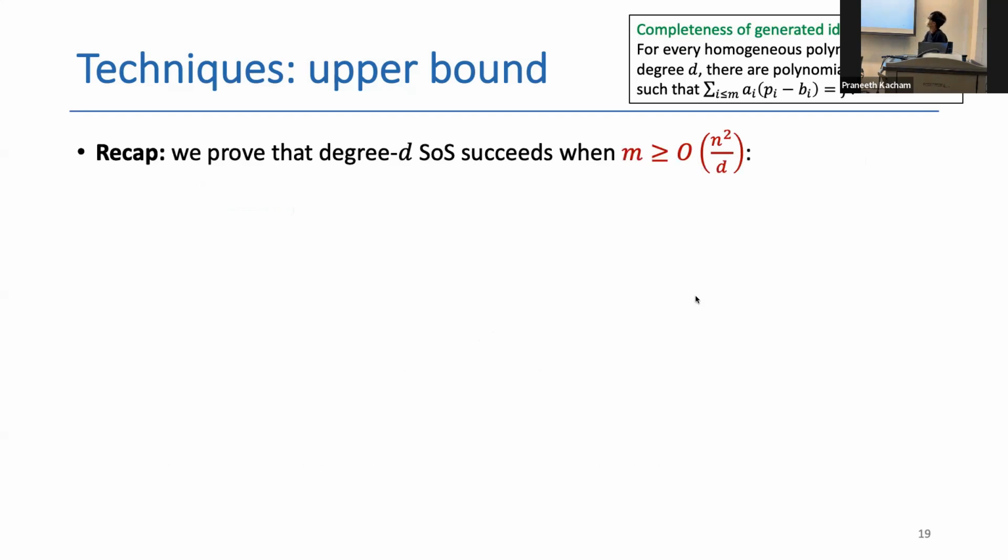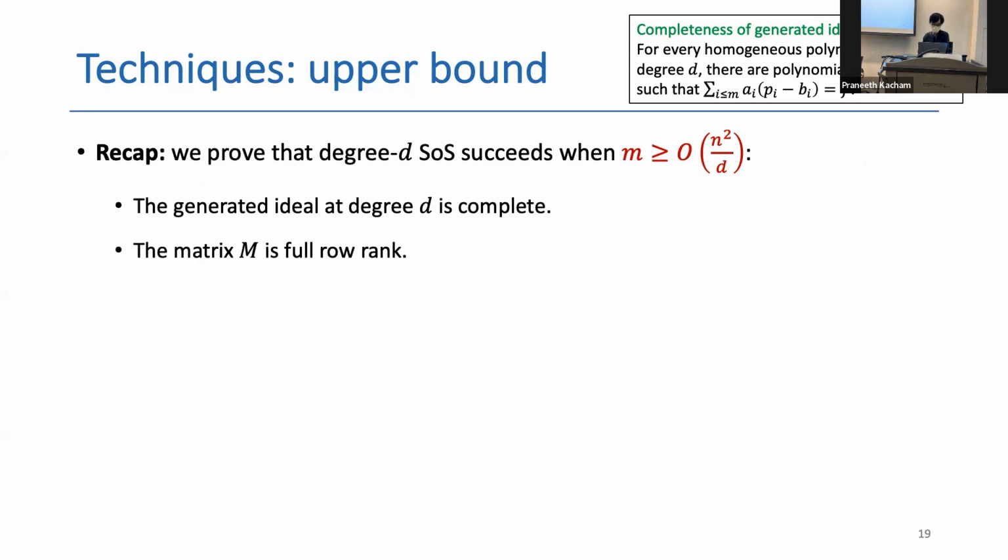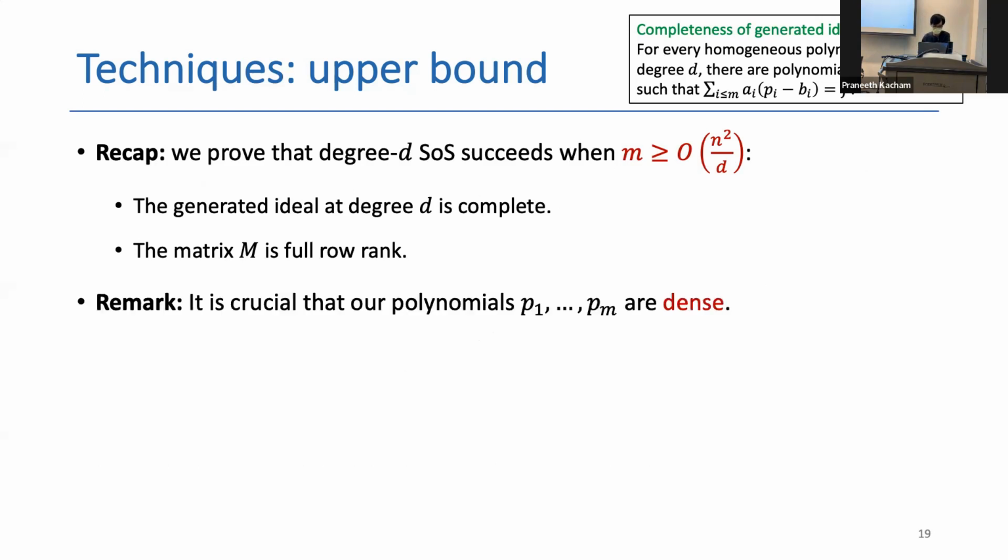Okay, so a recap. We proved that degree D SOS, actually degree D standard SOS, succeeds when M is greater than order n squared over D. We proved this by proving that this generated ideal is complete, and we do so by proving that M is full row rank. And a final remark: it's pretty crucial in our analysis that the P1 to PM are dense.